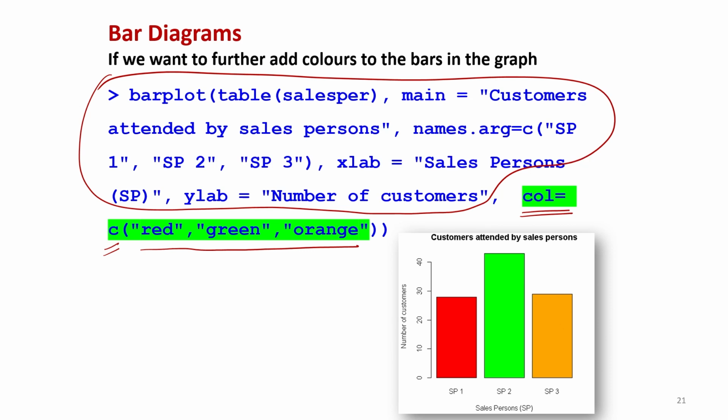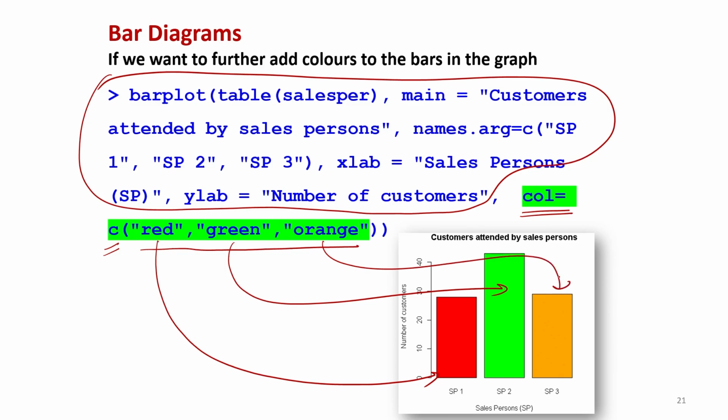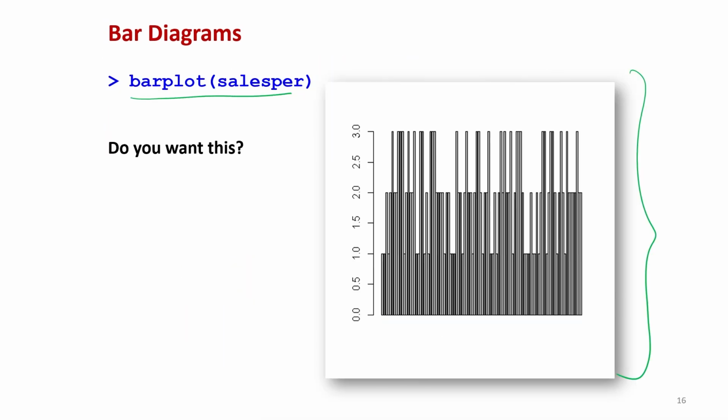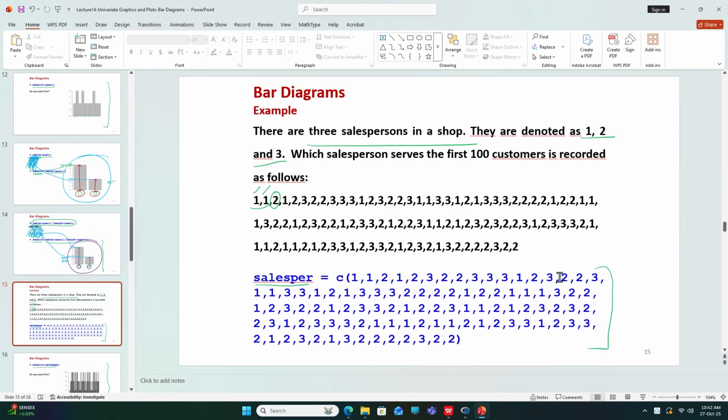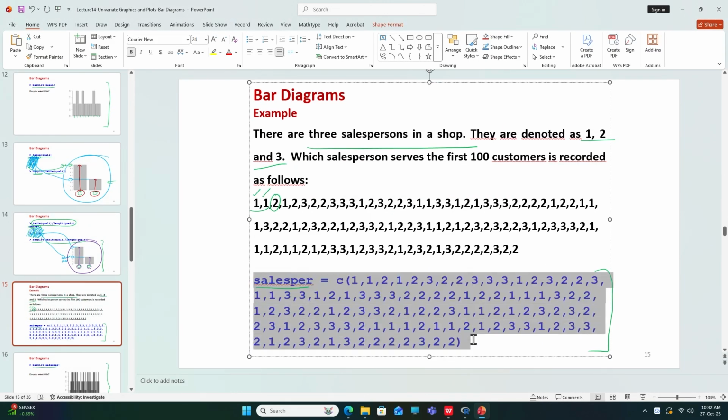So you can see here, if you try to execute here, the red color comes here in the first bar, green color comes in the second bar, and orange color comes in the third bar, right. So let me try to show you these things first on the R console, and then I will give you one last example where I will not look into the data set, right.